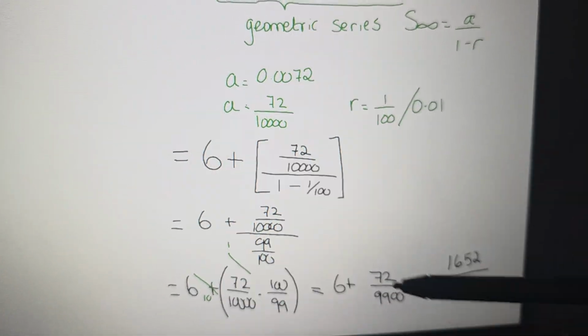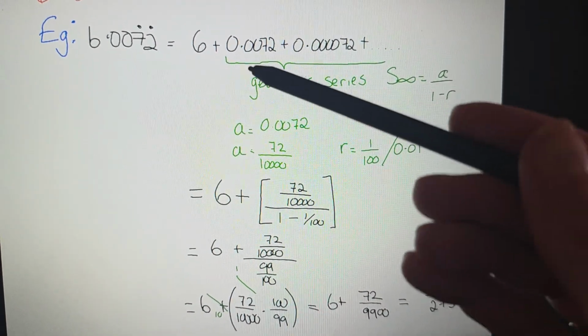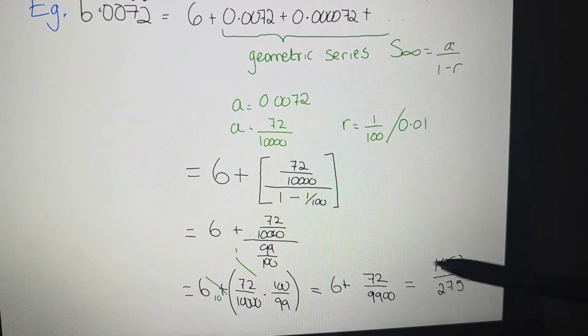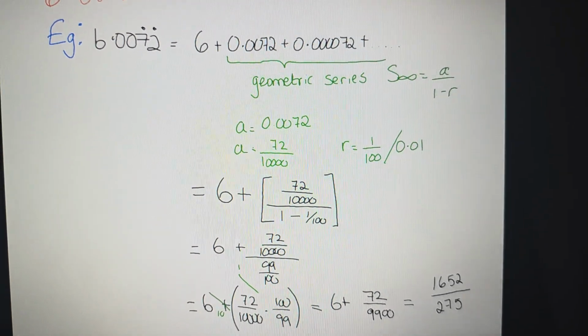But then I have to add the 6 onto it. The 6 did not disappear. It was part of the number originally. It just wasn't part of the geometric series part. So I add the 6 onto that and I'll get back the top heavy fraction that I originally knew I should get on the calculator.